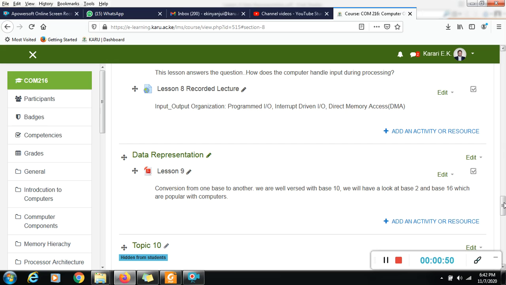A computer is an electronic device, and electronic devices only understand two states: absence of voltage and presence of voltage. Absence becomes 0, presence becomes 1. That's why you say computers understand only zeros and ones. How then do we convert this data?